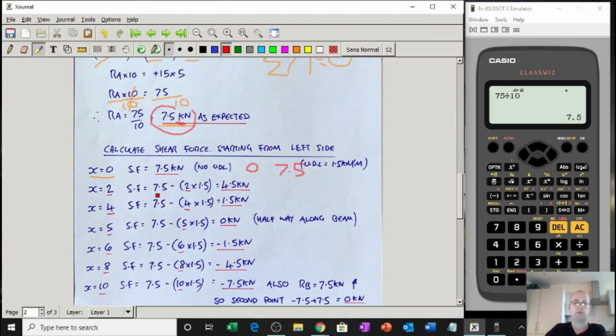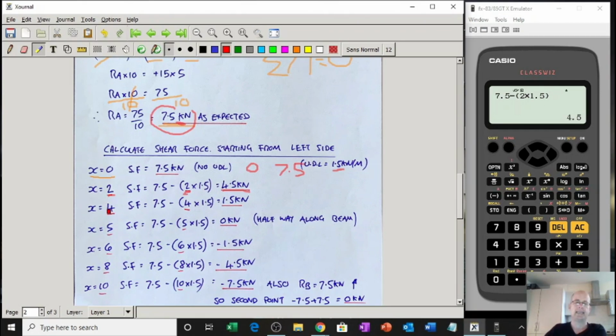So at x equals 2, I've got my 7.5 coming up. That doesn't change. But coming down, I've got 2 meters worth of my 1.5 kilonewtons. So 2 times by 1.5. Make sure you include that. So put that in your calculator. So I'll do 7.5, take away 2 times by 1.5 equals, should be 4.5 kilonewtons at x equals 2.